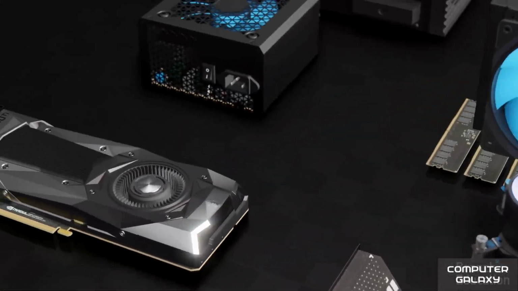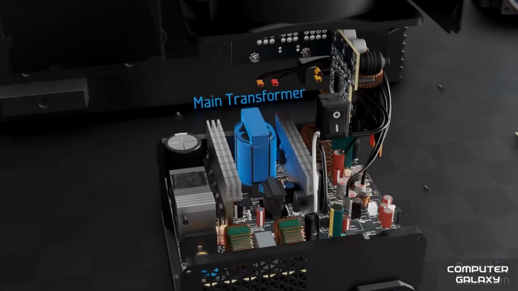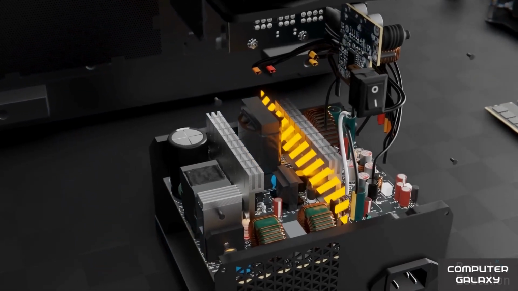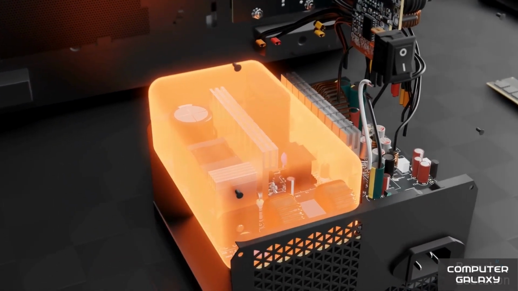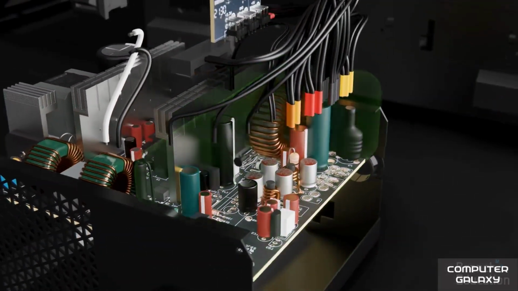Let's move on to the power supply, which distributes power throughout the computer. In here, the main transformer reduces the voltage and bridges the isolation boundary between the primary side high voltage and the secondary side lower voltages used throughout your computer.